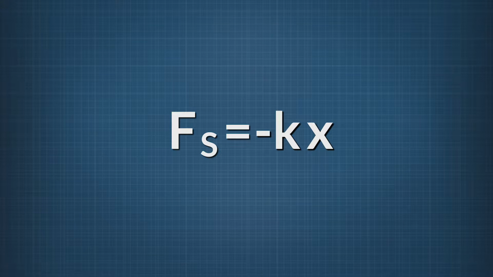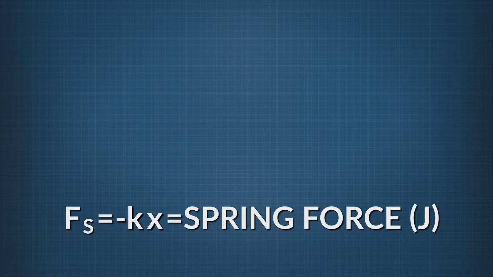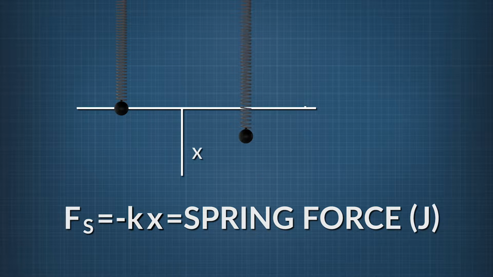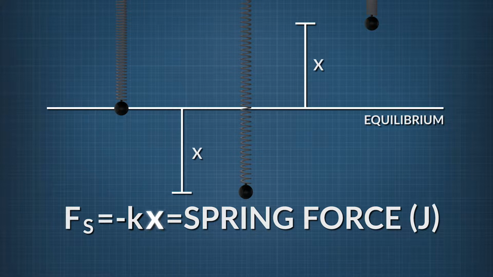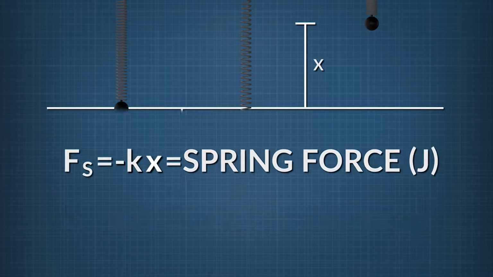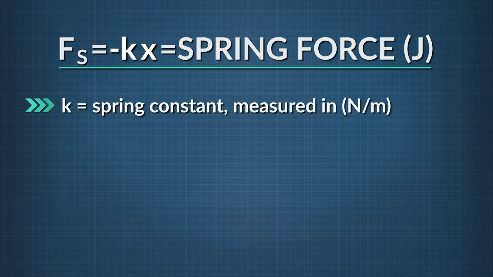F sub s equals negative k times x. F sub s is the spring force, and it's measured in joules. Once it's stretched or compressed, how much the spring moves or is displaced is x, which is measured in meters. The k is called the spring constant, which is how the particular spring behaves. The units for that are newtons per meter.